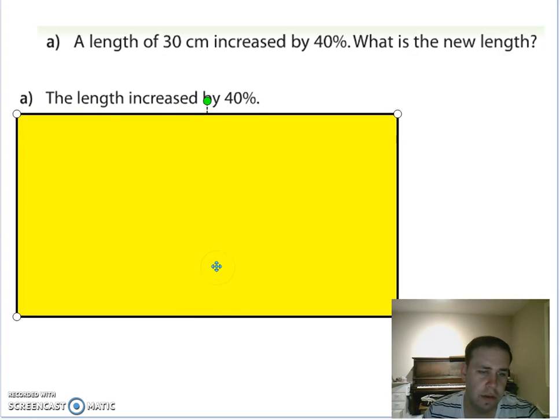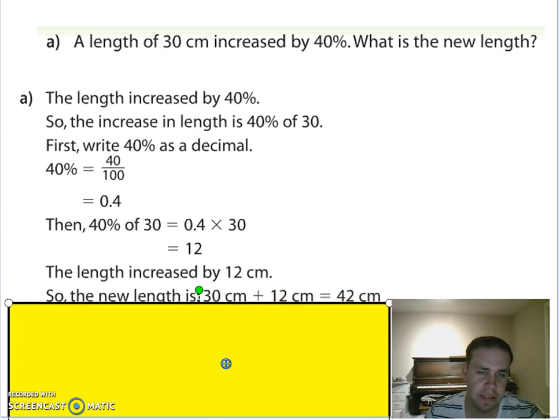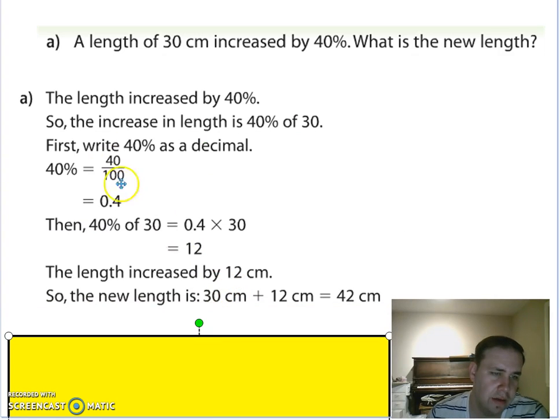Well, if we know that the length is increased by 40% of 30, first we can write 40% as a decimal by taking 40%, dividing it by 100 to get 0.4. And then we can multiply that by 30, because then we're going to take the 40% of 30. 0.4 times 30 is 12. Okay, and that means that the length is being increased by 12. So it was 30 and it's being increased 40% more. So 30 plus 12, the new length is 42.